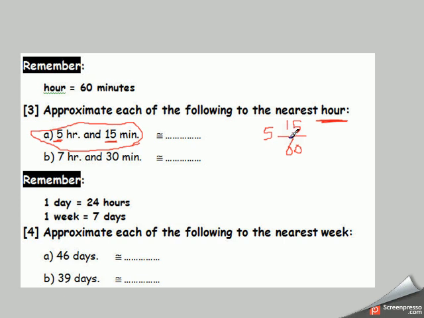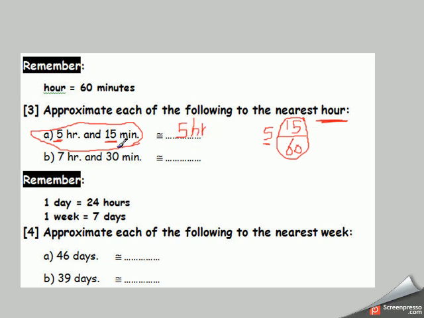Excellent, you are right. Now I want to approximate this number to the nearest unit. The unit digit here is 5. I want to know if this fraction is weak or strong. Mister, half of 60 is 30 and 15 is less than half of 60. So this fraction is weak, so 5 is still 5. And you should write the unit, hours.